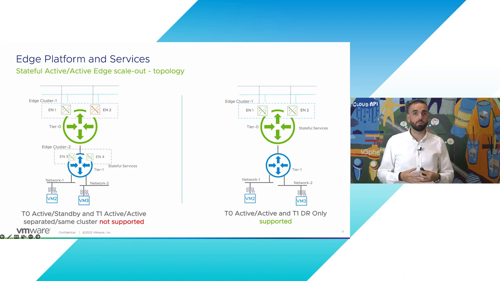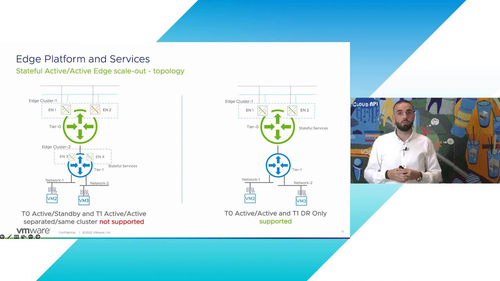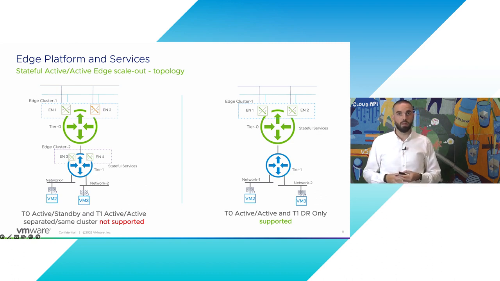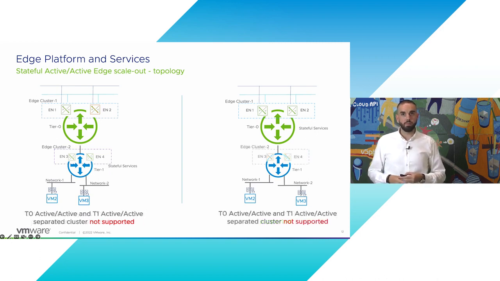On the left side of the screen we are seeing one of the not supported topologies, when we are having our tier 0 and tier 1 running on separate edge clusters, and our tier 0 is running in active standby mode. That is not a supported topology, you cannot use it, and it does not make much sense at the end, trying to forward the traffic through a single edge which is on the tier 0.